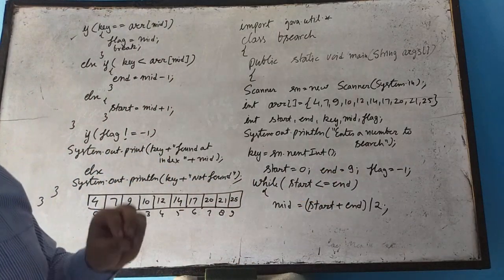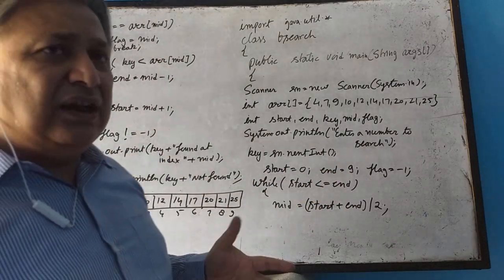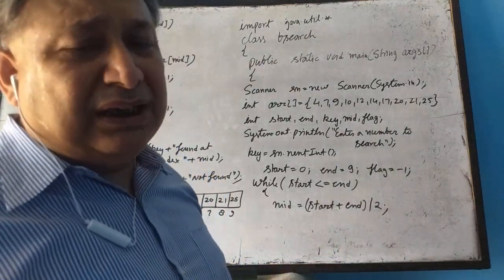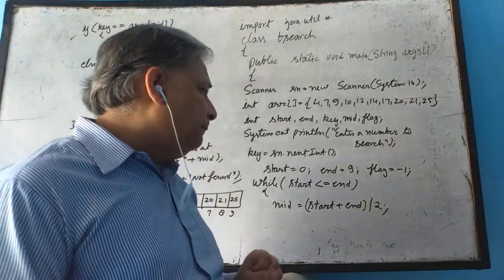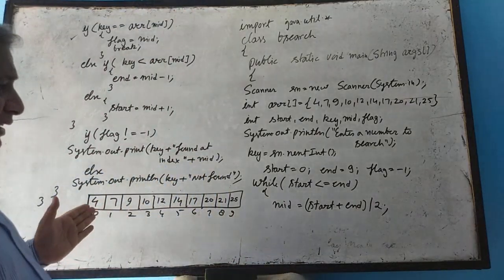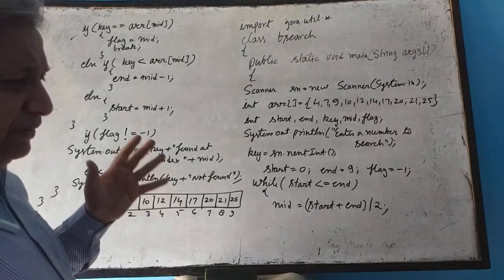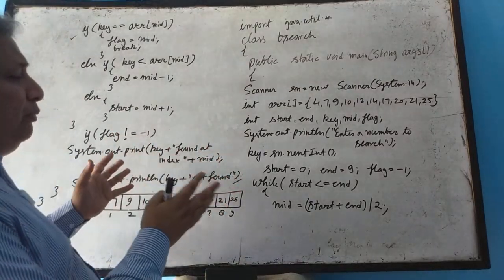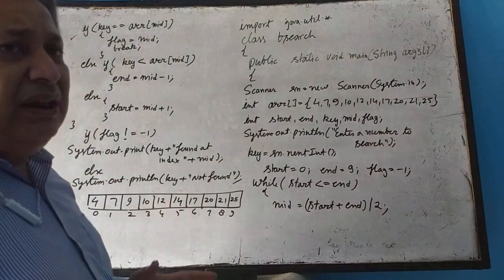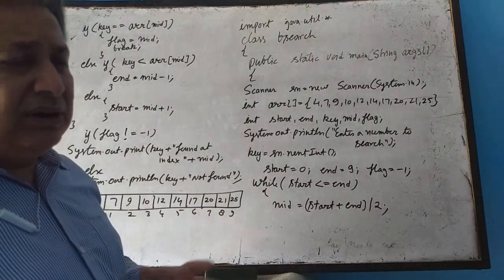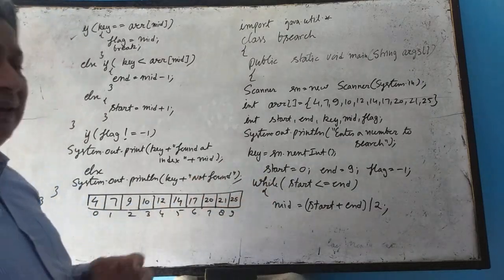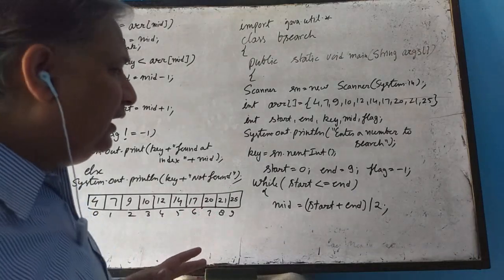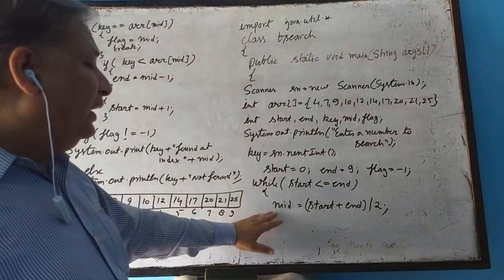Initially, before starting the search, the number is not found, so flag is taken as -1. When the number is found, we'll change the value of the flag accordingly. We have seen in the concept that when we search, start increments and end decrements. At one point of time, start will be greater than end, and then we'll stop the search. So the condition is while start is less than or equal to end. Till then, we'll perform the search and find the middle.